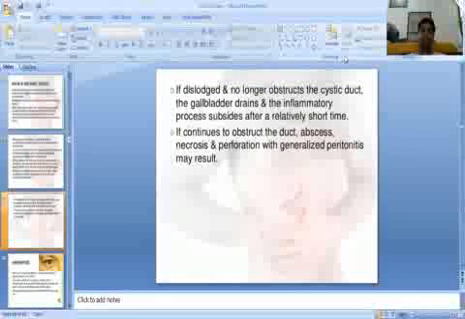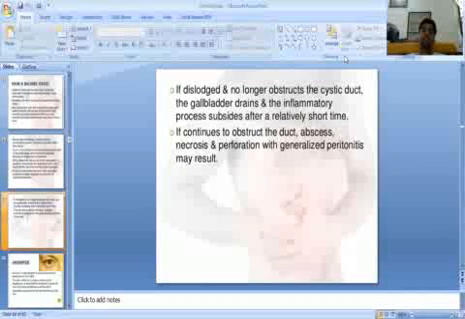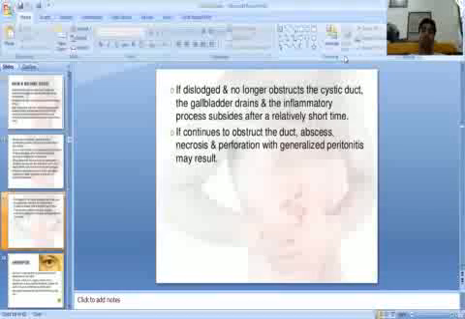If the stone is dislodged and no longer obstructs the cystic duct, the gallbladder drains and the inflammatory process subsides after a relatively short time. If it continues to obstruct the duct, abscess, necrosis, and perforation with generalized peritonitis may result.